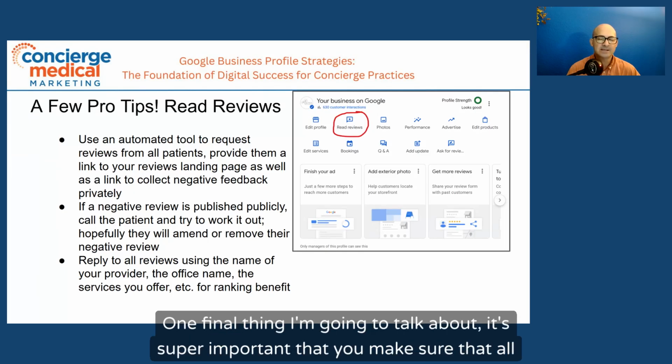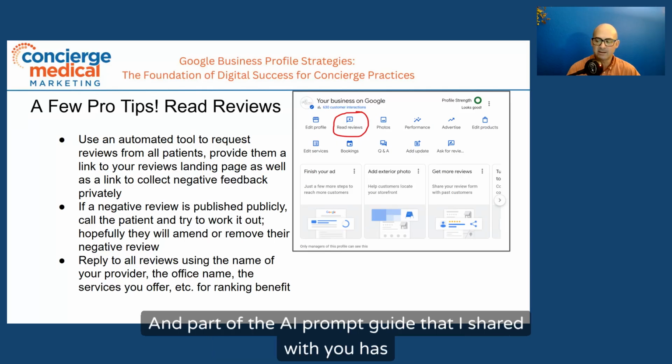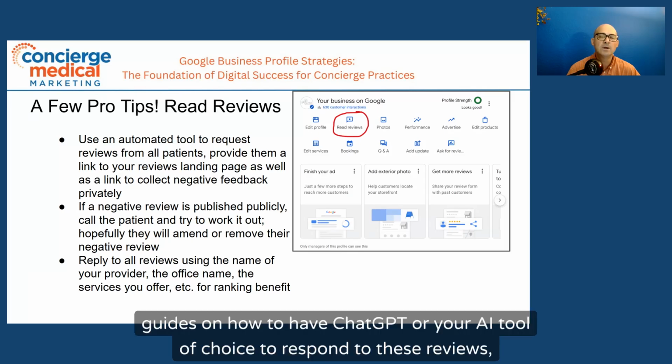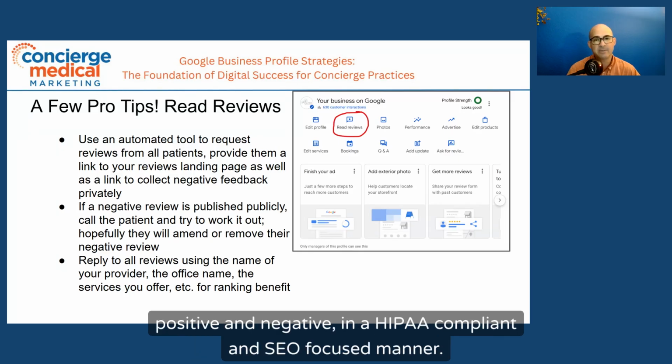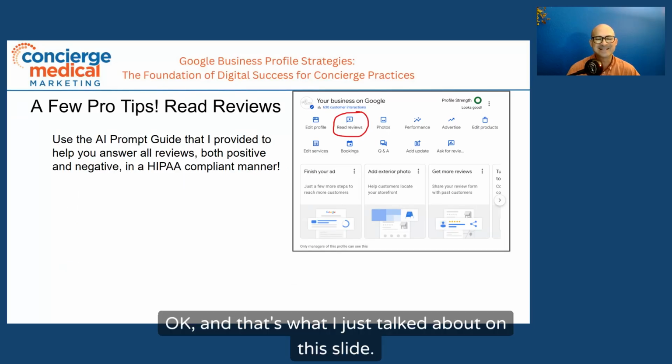One final thing I'm going to talk about, it's super important that you make sure that all of the responses that you publish to your reviews are HIPAA compliant. And part of the AI prompt guide that I shared with you has guides on how to have ChatGPT or your AI tool of choice respond to these reviews, positive and negative, in a HIPAA compliant and SEO focused manner. Okay, and that's what I just talked about on this slide.